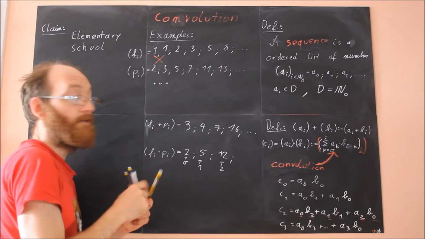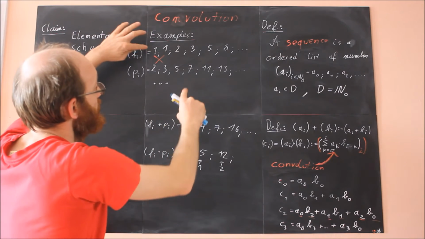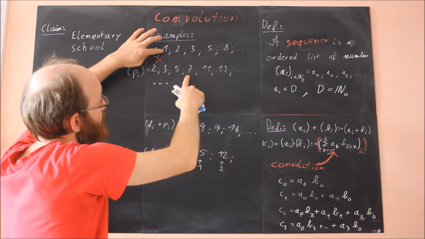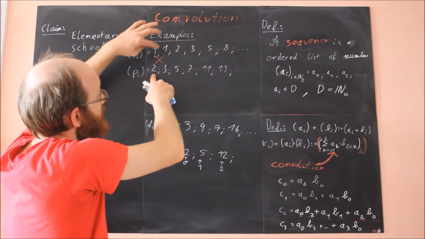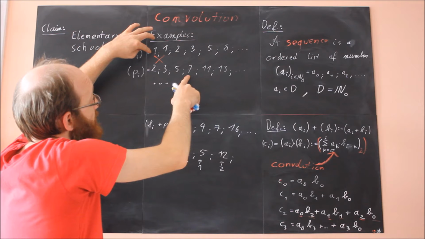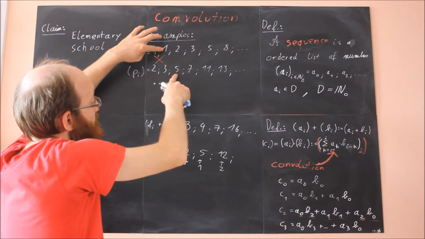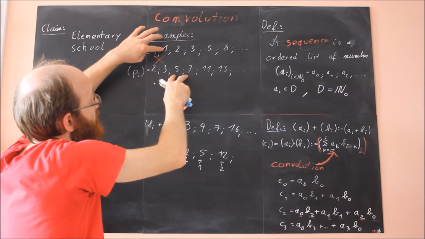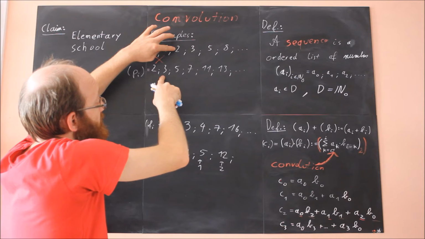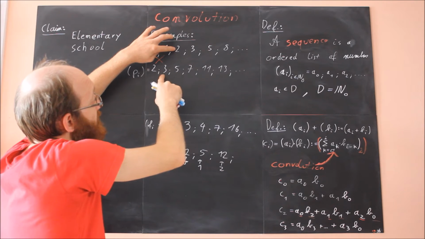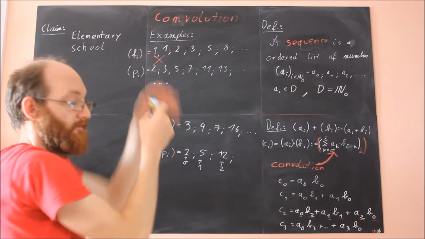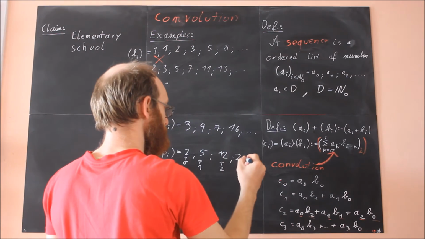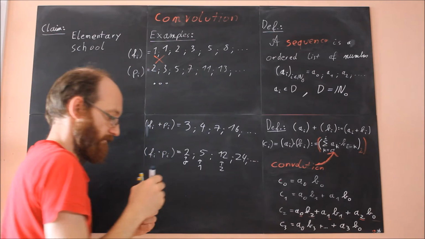And maybe we do the last one. So the first one and the fourth one, then the second and the third, then the third and the second, and the fourth and the first. So we have 1 times 7, 7, 1 times 5, 5, 7 and 5 is 12, 2 times 3 is 6, so 12 and 6 is 18, and 3 times 2 is 6, so 18 and 6, 24, and so on.